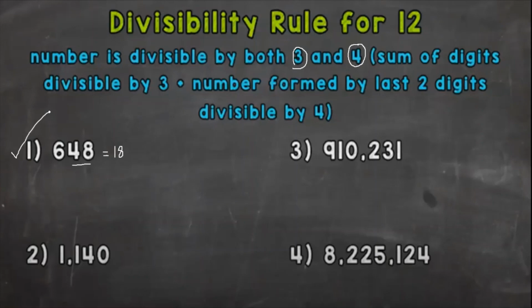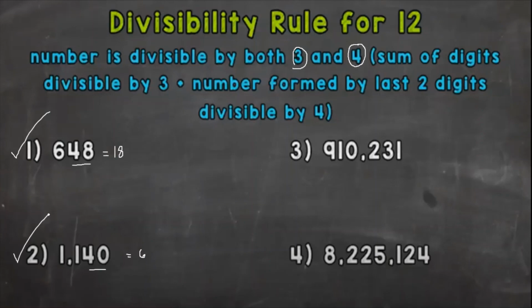The next one, let's go to number 2. For number 2, let us add 1 plus 1, that is 2. 2 plus 4, that is 6. 6 plus 0, that is 6. Very good. 6 is divisible by 3. So yes. How about the last two digits? That is 40. 40 is also a multiple of 4. It can be divided by 4. So therefore, 1,140 is divisible by 12.